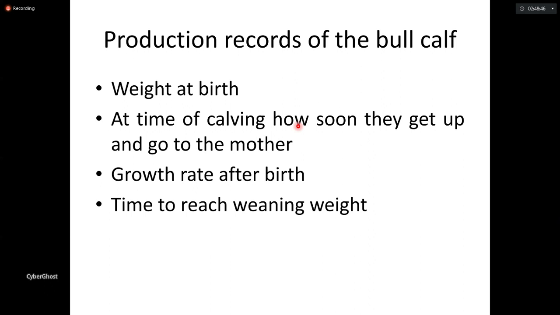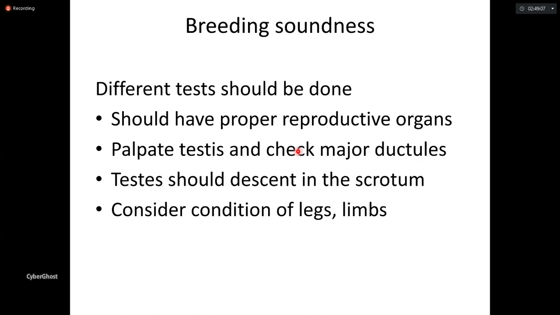In addition, how they get up and go to their mom and start drinking colostrum or whatever milk, or the growth rate after birth. All these things have to be checked and recorded, and based on those records we are going to select the best one, to see whether they are suitable enough for the breeding process.